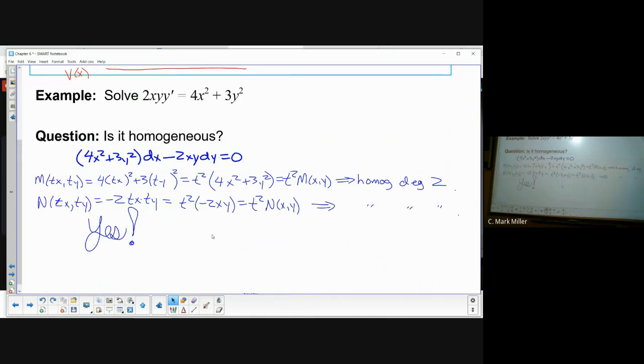That step there tells you what the M is and the N is. And you have to check each one of them by plugging in Tx and Ty. You find out each of them is homogeneous of degree 2. They're both homogeneous, and they're both homogeneous of the same degree. So it's homogeneous. That means I can apply my theorem.